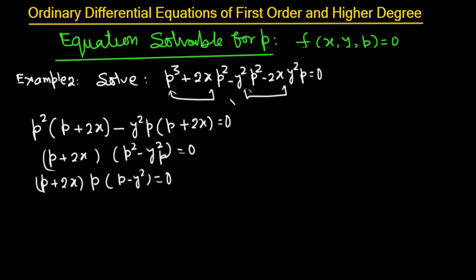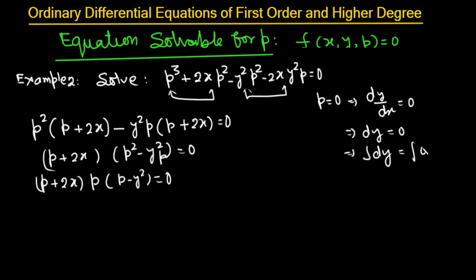So we have resolved this third degree equation, by treating this as an algebraic equation with p as the variable, into three linear factors of p. Now let us take these factors one by one. First factor is p equals to 0, and this implies dy by dx equal to 0, right? And further simplifying, dy equals to 0. Again, this is separable form, so integral dy equal to integral 0. This implies y equals to c.